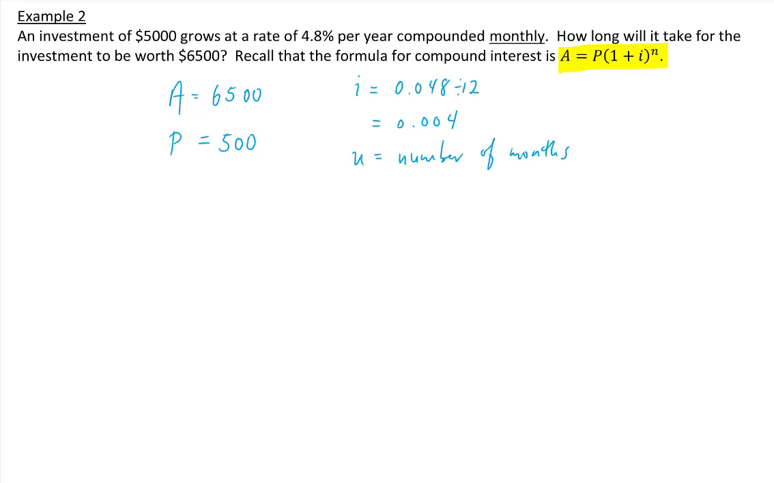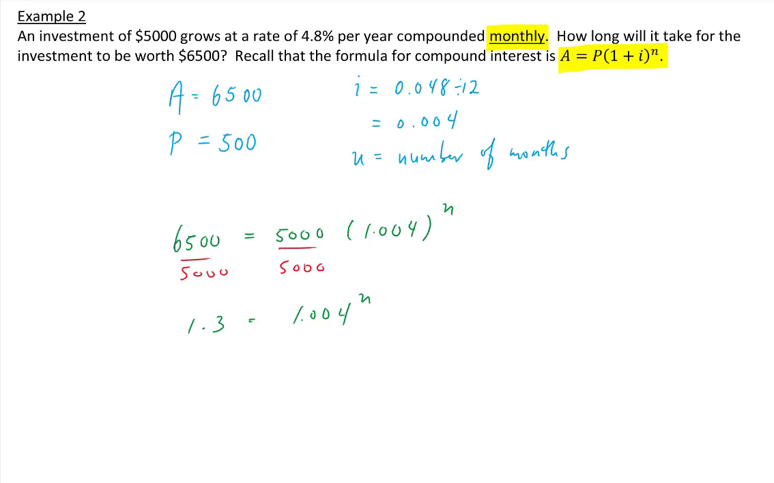And n represents the number of months. And how do you know what it represents? It's based upon your compounding period. So if it says monthly, then our n value is in terms of months. Subbing these values in, you get 6,500 is equal to 5,000 times 1.004 to the exponent of n. Next, we're going to divide both sides by 5,000, and that gives us exactly 1.3.